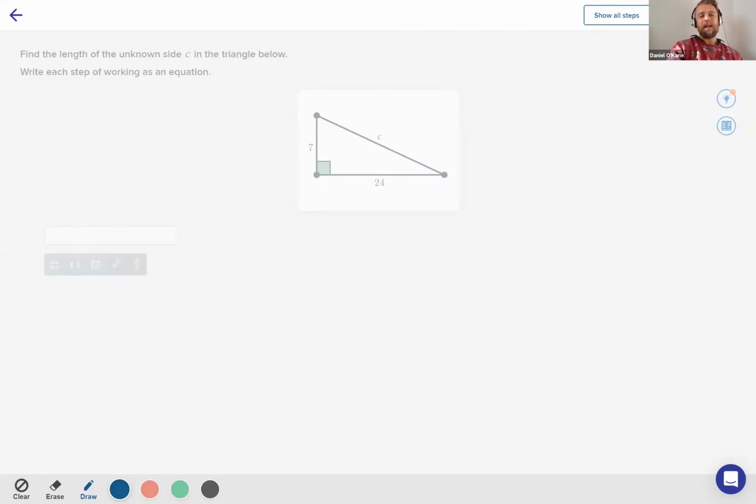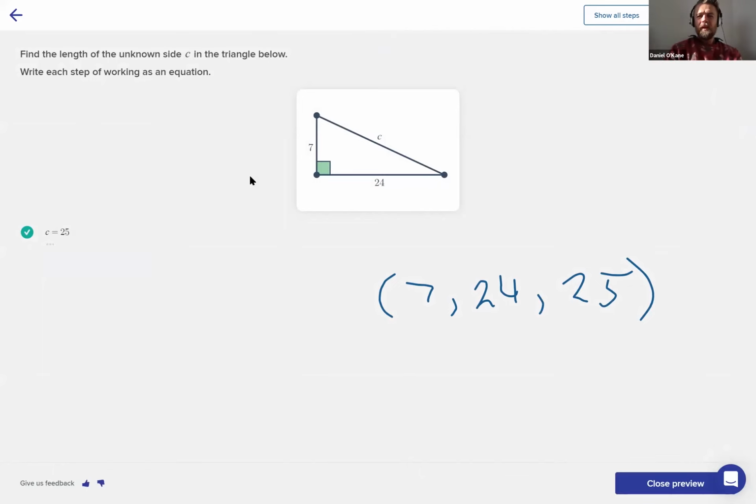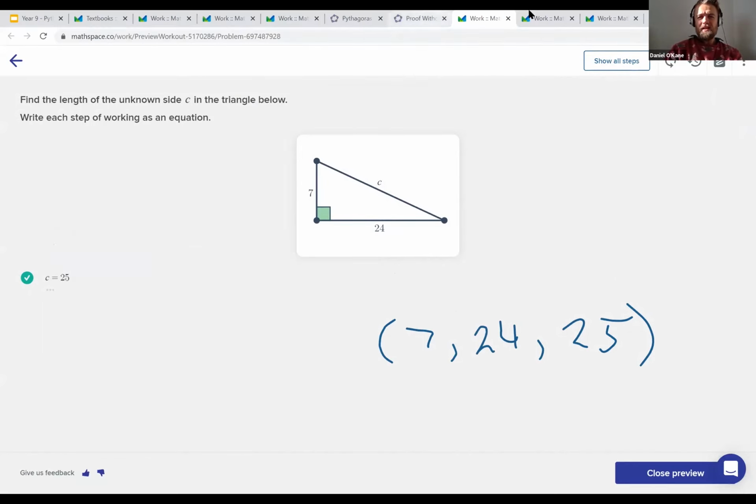So again, this is a Pythagorean triple, all right? There's a known Pythagorean triple of 7, 24, and 25. So this is just another example of using that Pythagorean triple to find that the hypotenuse is equal to 25 without having to do any work at all. Okay, I think that is it.